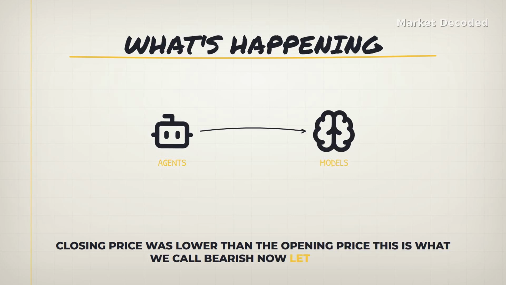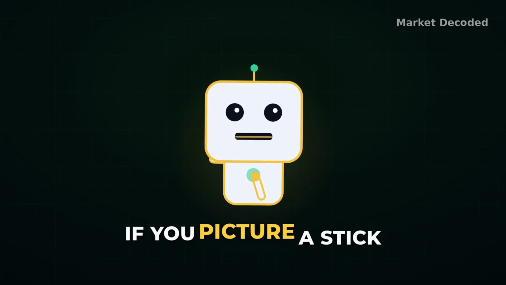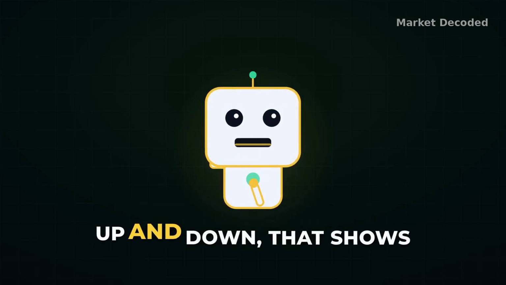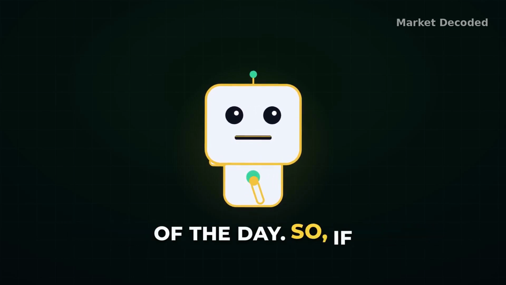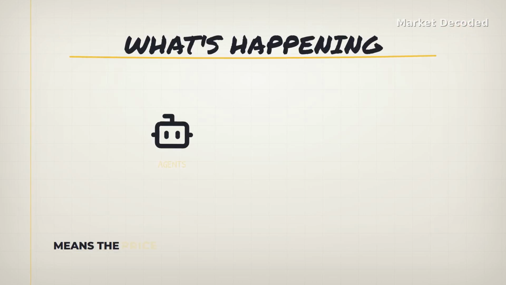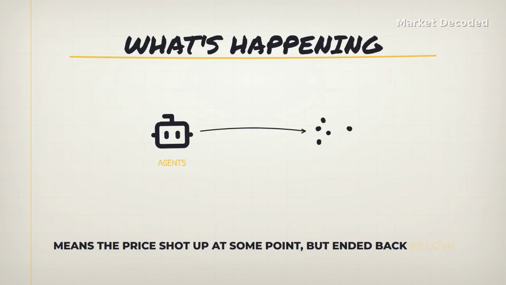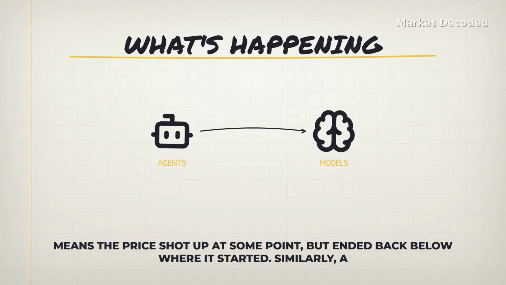Now let's look at those little lines sticking out. These are called wicks. They tell us how far our stick figure moved around during the day. If you picture a stick figure with long arms reaching up and down, that shows the highest and lowest prices of the day. So, if there's a long upper wick, it means the price shot up at some point, but ended back below where it started. Similarly, a long lower wick indicates the price dropped during the day, but finished higher.